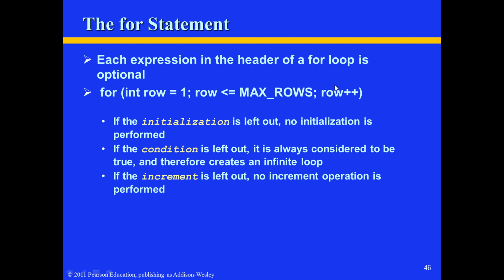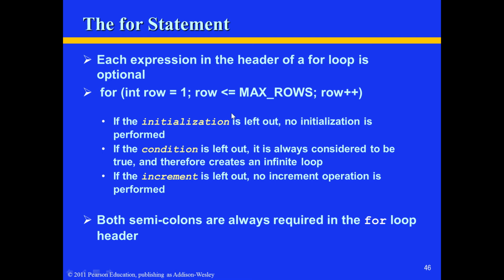If the increment is left out, then no increment operation is performed. So row doesn't change its value. So it'll keep checking, is row less than max row? And as long as it is, it'll keep on going. This is another example of an infinite loop. So you still need the semicolons. Both semicolons are required. But you can leave this part out and it'll run, but it'll just run forever.